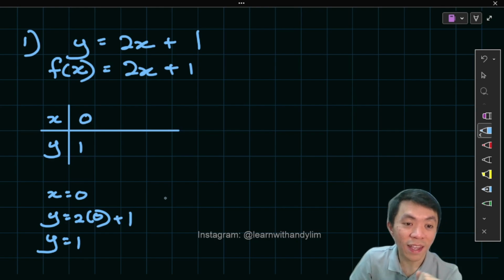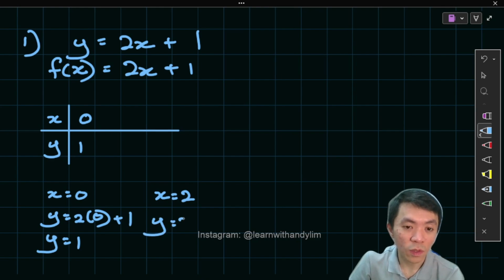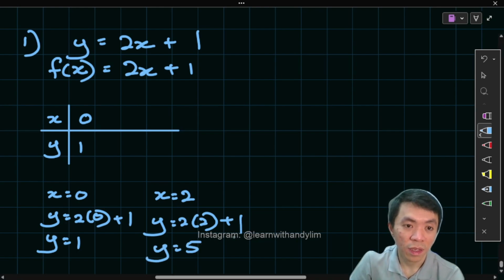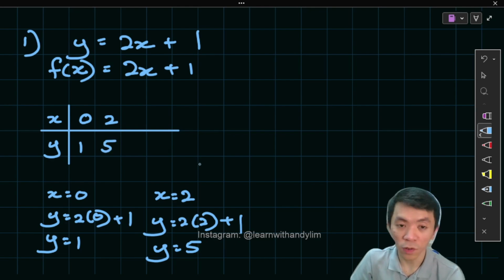Let's have a look at the second point. Second point, let's take our x to be 2. When my x is equal to 2, my y is equal to 2 times 2 plus 1. We are just substituting the x value into my function right here. My y is equal to 5. Let's fill in this table. When my x is equal to 2, my y is equal to 5. I need a minimum of 2 points. You can do more, but we need a minimum of 2 points.